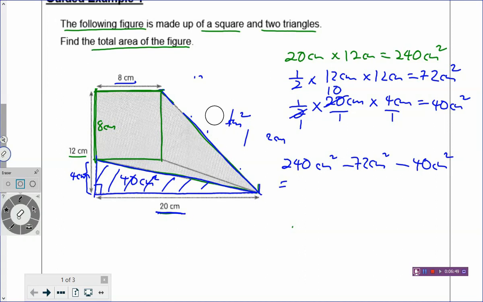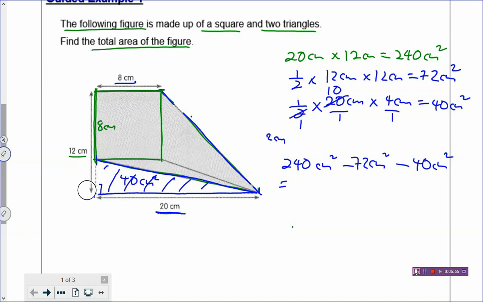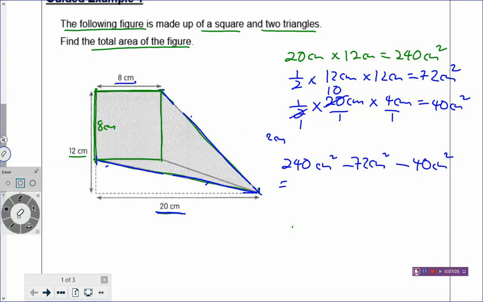So you take out what you don't need, and now you get back your original figure. Alright, that is your original figure. Okay, let me just change back my color. So you take out, remove. So you have 240 minus 72, and you minus 40. So what's the area of the shaded part, which is 128 cm squared?